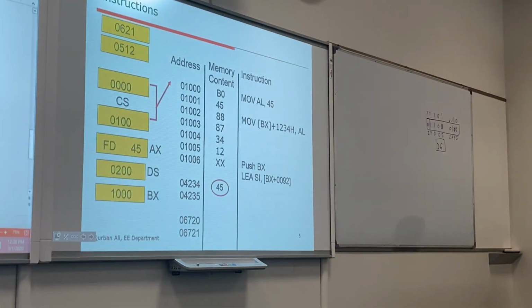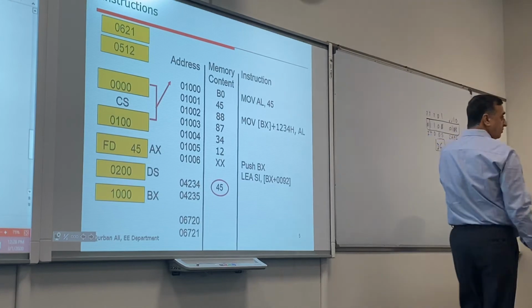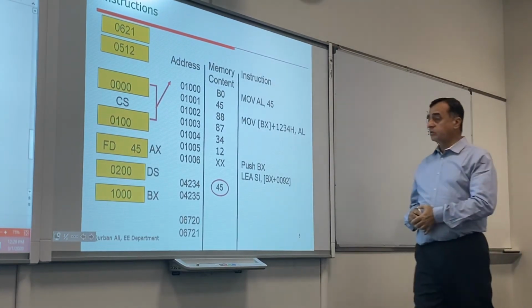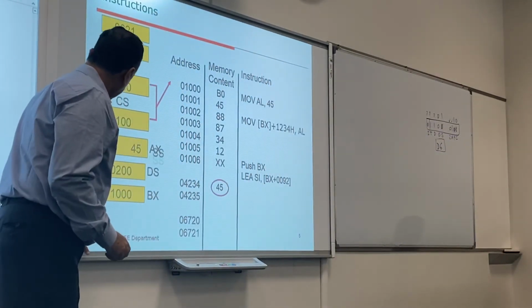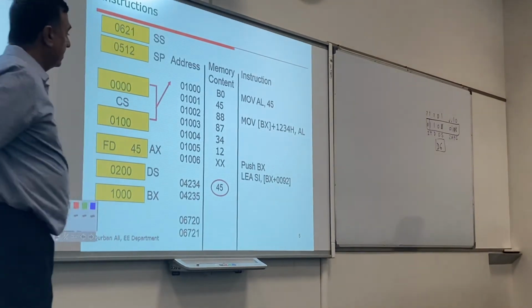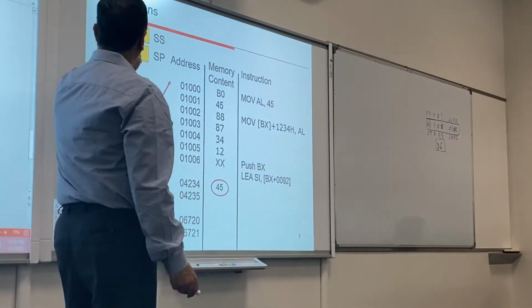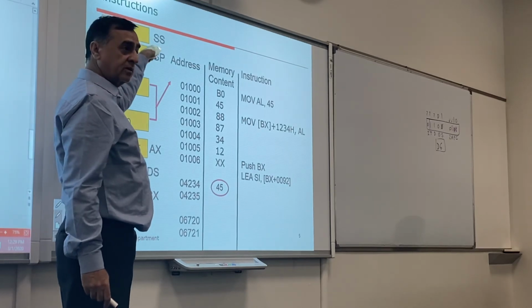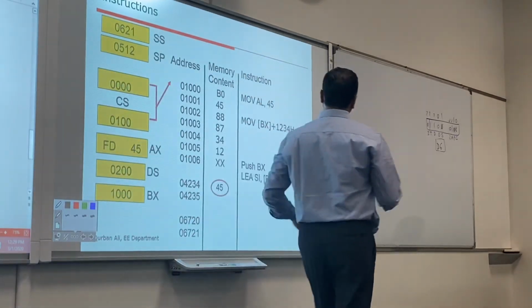Okay, what is after that? Push BX. You remember the rule for push? What is the rule for push? Decrement the address by 2, then write. Okay, do we know the address for stack? SS and SP will be given, right? So let's calculate the physical address. SS 0621 shift by 0, 6210, plus SP, which is 512. Add it. So what do you get?